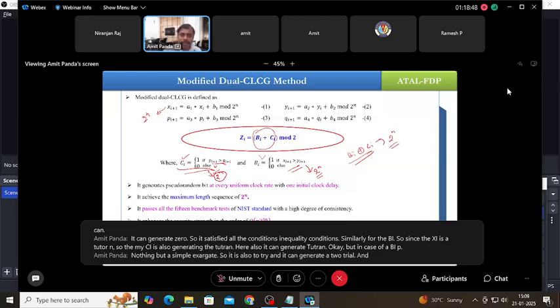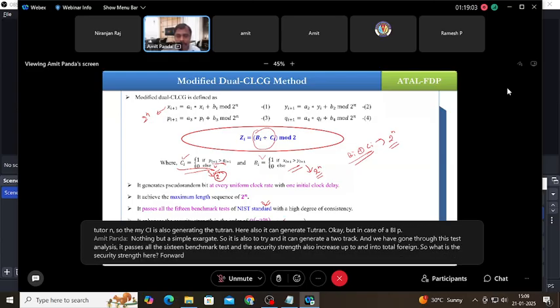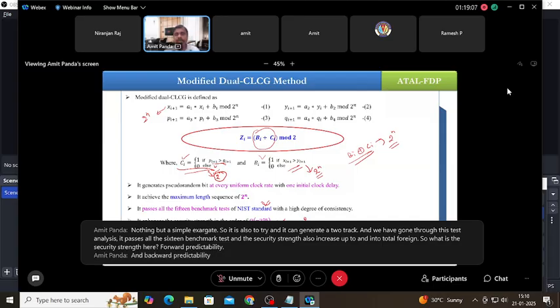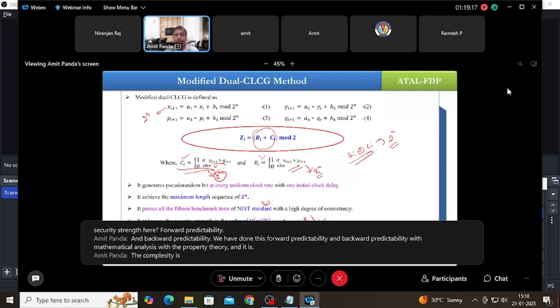And we have gone through the NIST test analysis. It passes all the 16 benchmark tests, and the security strength also increases up to n into 2 to the 4n. So what is the security strength here? Forward predictability and backward predictability. We have done this forward and backward predictability analysis mathematically, with probability theory, and the complexity is of the order of n into 2 to the power 4n.